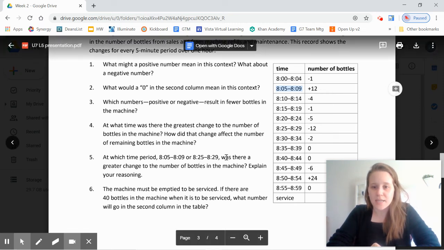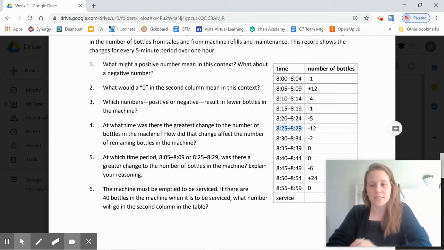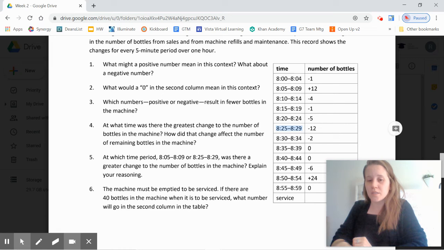The second time period, 825 to 829, had a change of -12. So that means the number of bottles decreased by 12. Someone must have purchased a dozen drinks. Okay, so which of these is the greater change? I actually think this is a trick question. They have the same amount of change. One of them is increasing the number of bottles and one of them is decreasing the number of bottles, but the amount of change is the same. So here's what I wrote.